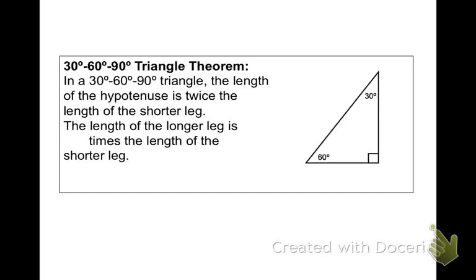30, 60, 90 triangle, the length of the hypotenuse is twice the length of the shorter leg.